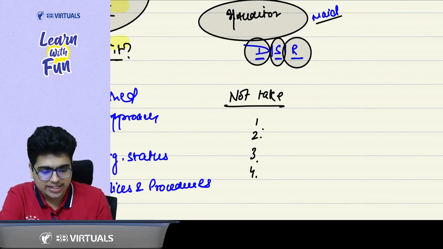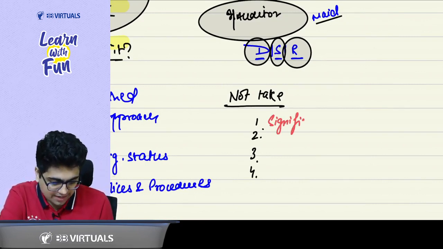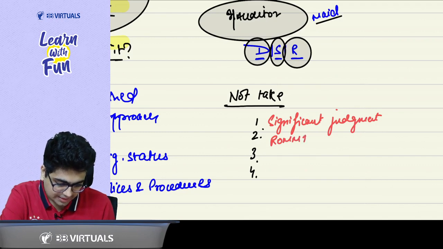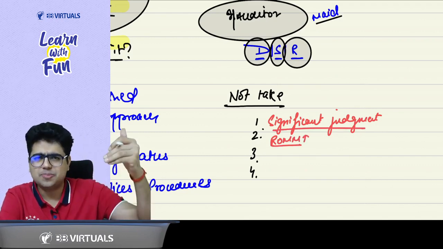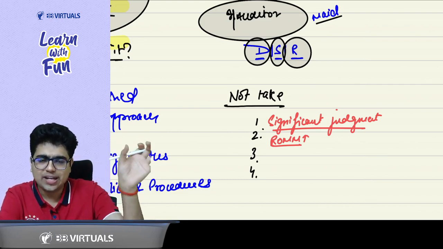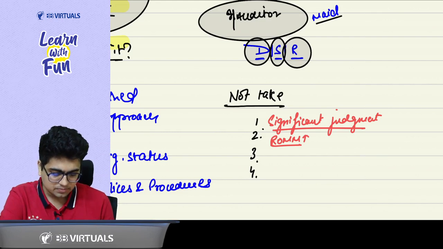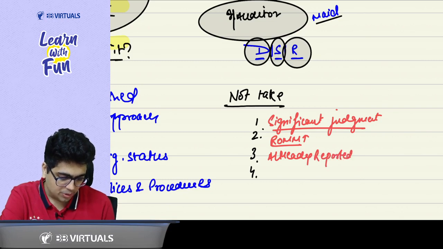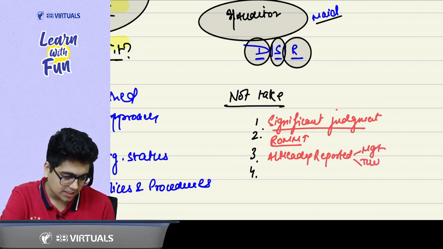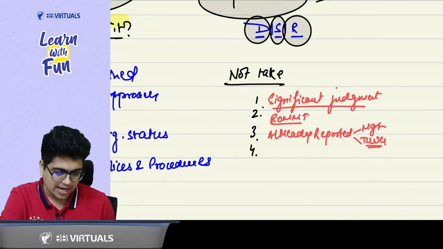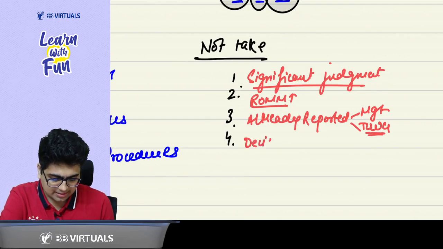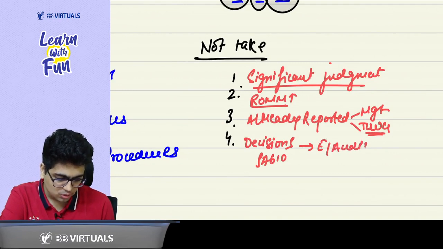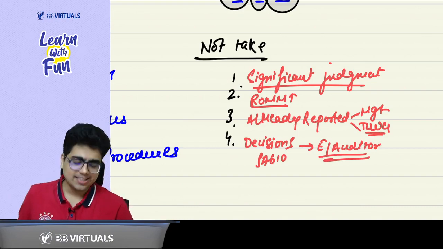First of all, the areas where there is significant judgment. Wherever there is significant judgment, wherever the risk of material misstatement is high, these both are related points. Whenever the judgment is more, the chances of going wrong are higher. Plus, the part that is already reported to the management and the TCWG by the internal auditor, so we don't want duplication of work. And the last point is decisions of the external auditor. Decisions in SA 610 which are to be taken by the external auditor should be taken by him only.